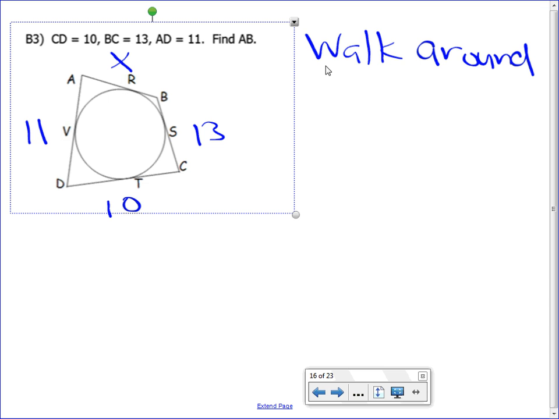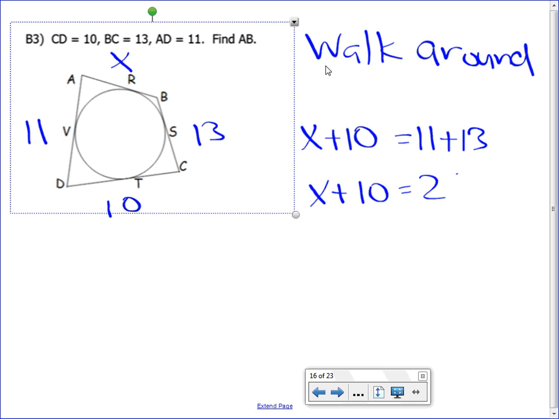So the idea is the sum of the opposite sides are equal. So x plus 10 is equal to 11 plus 13. So it gives me x plus 10 equals 24. Subtract 10 from both sides, and we get x equals 14.